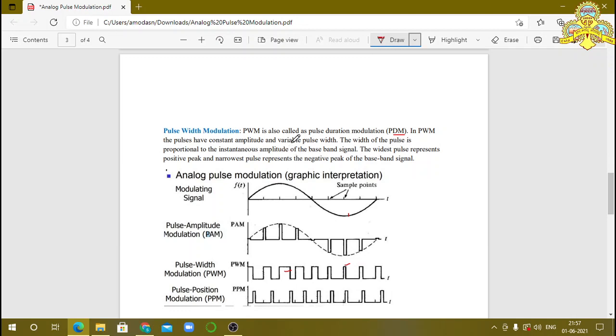The width of the pulse is proportional to the instantaneous amplitude of the baseband signal. The widest pulse represents the positive peak, this one, and the narrow pulse represents the negative peak of the baseband signal. Here this is the negative peak and this one is the positive peak.